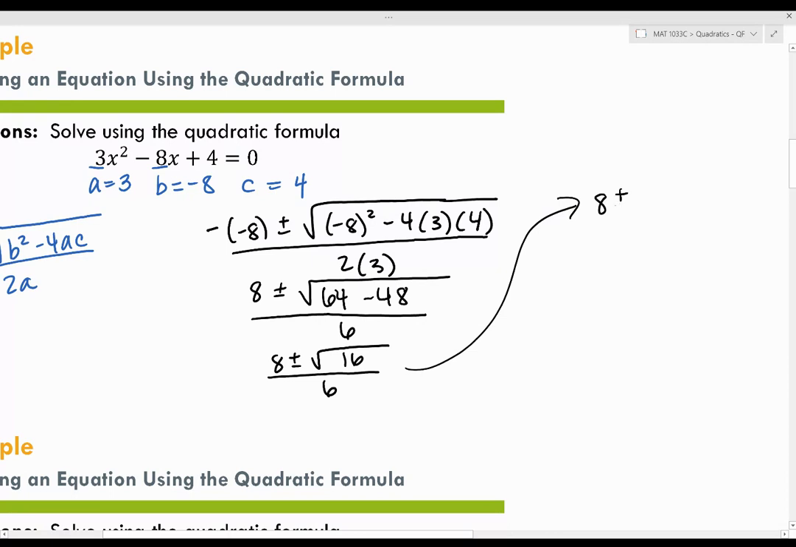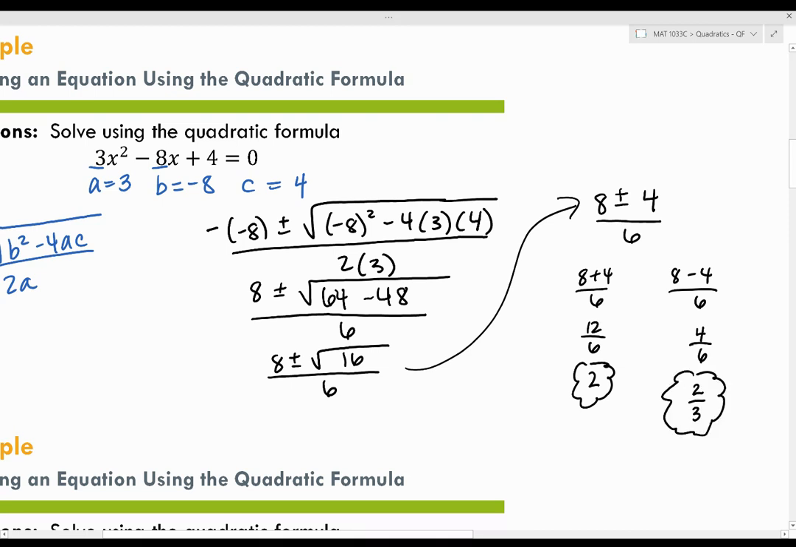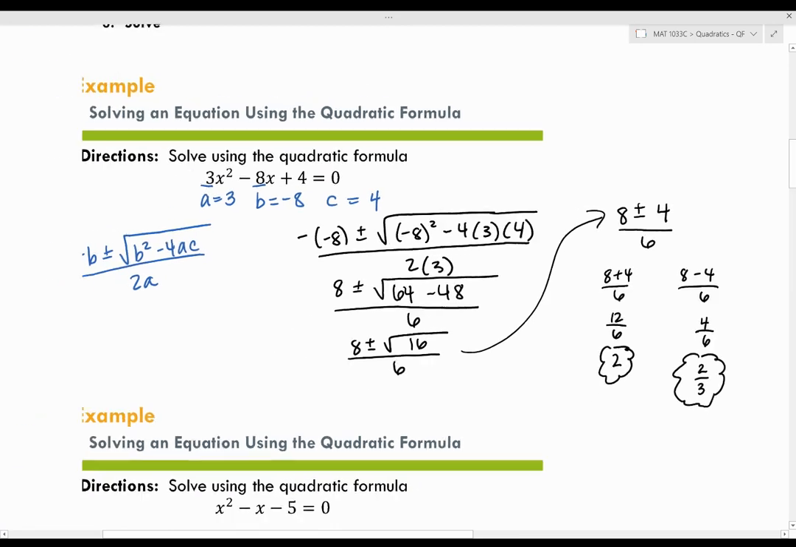We're going to simplify that some more. So we have 8 plus or minus the square root of 16, which is 4, and all of that is over 6. That actually gives us two answers: 8 plus 4 over 6, and 8 minus 4 over 6. We're going to simplify both of those. For the first one, 8 plus 4 is 12, and 12 divided by 6 is 2. For the second one, we have 8 minus 4, which is 4 over 6, and 4 over 6 reduces to 2/3. So our two answers are x equals 2 and x equals 2/3.